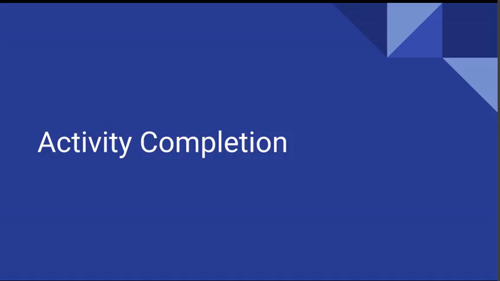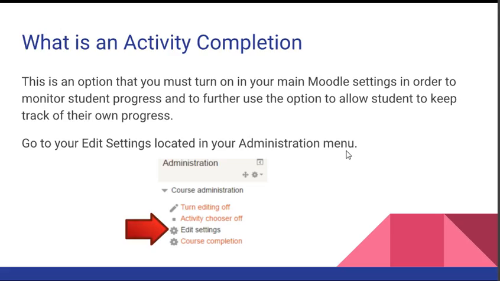This is a thing that you can set for individual activities, even things that they just have to click on or read. This is an option that you must turn on in your main Moodle page settings in order to monitor the student's progress. It also allows students to keep track of their own progress so they can see what they have done. It'll show up on their Moodle page as they go through.